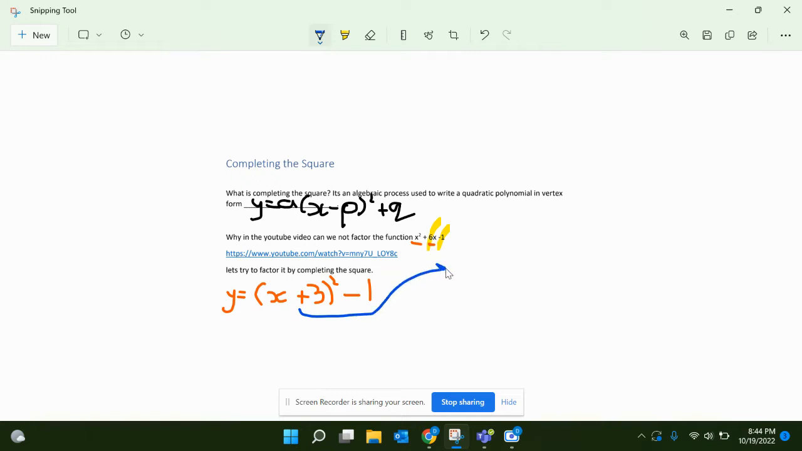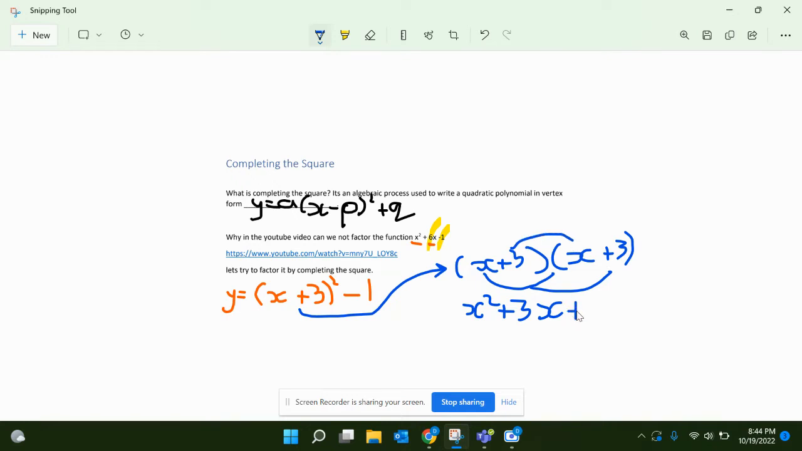Okay, so I'm just going to bring it over here. Of course, x plus 3 squared, you guys know, is x plus 3 times x plus 3. Okay, and I'm going to show you why this method works so good. So if I was to FOIL this out, I'd have x times x, which is x squared. Okay, and then I'd have x times positive 3, which is plus 3x. Okay, and then I'd have 3 times x, which is another positive 3x. And then I'd have 3 times 3, which is positive 9.